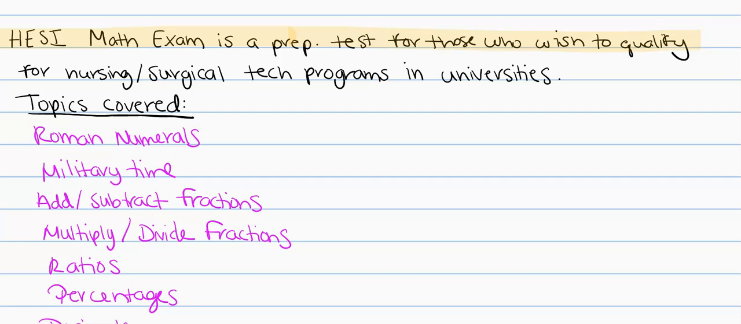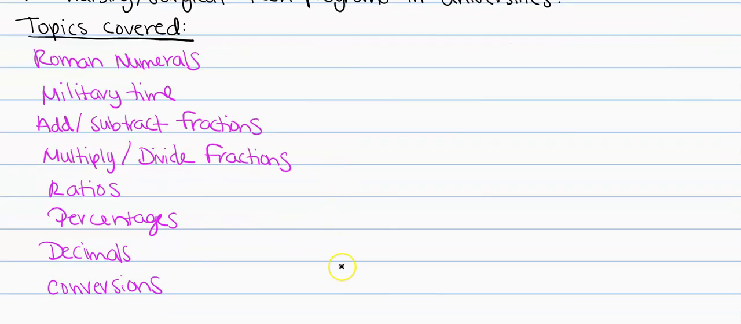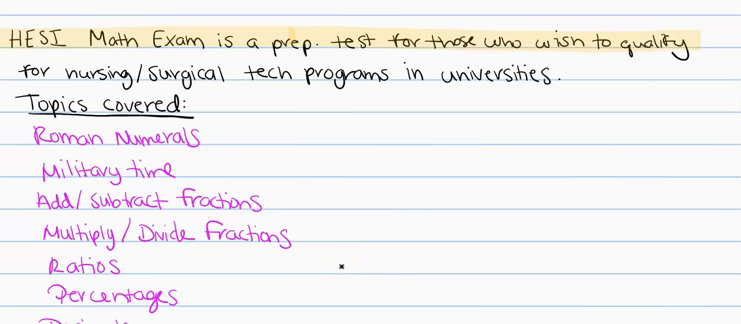In this video, we're going to be discussing a little bit about HESI. The HESI Math Exam is a preparatory test for those who wish to qualify for nursing and surgical tech programs. Essentially, it's just basic math that usually covers things like Roman numerals, military time, adding, subtracting fractions, ratios, percentages, decimals, and conversions. Typically, I've noticed that fractions tend to be the most confusing section, and I want this video to go over a little bit about fractions and the operations of fractions.